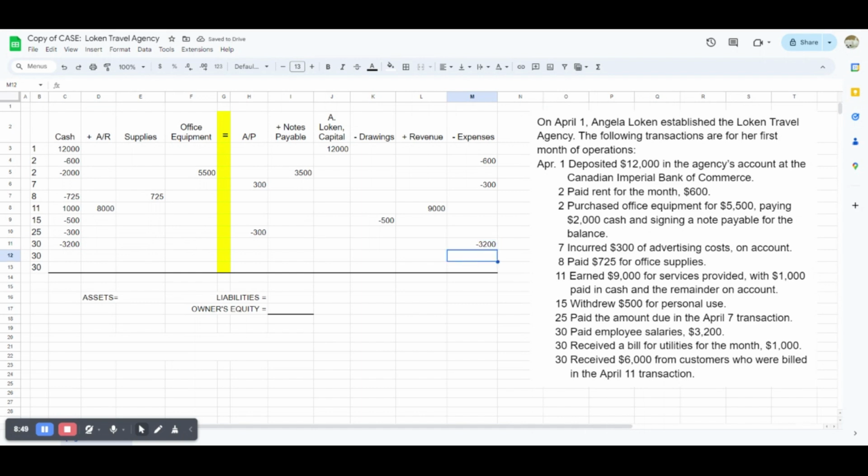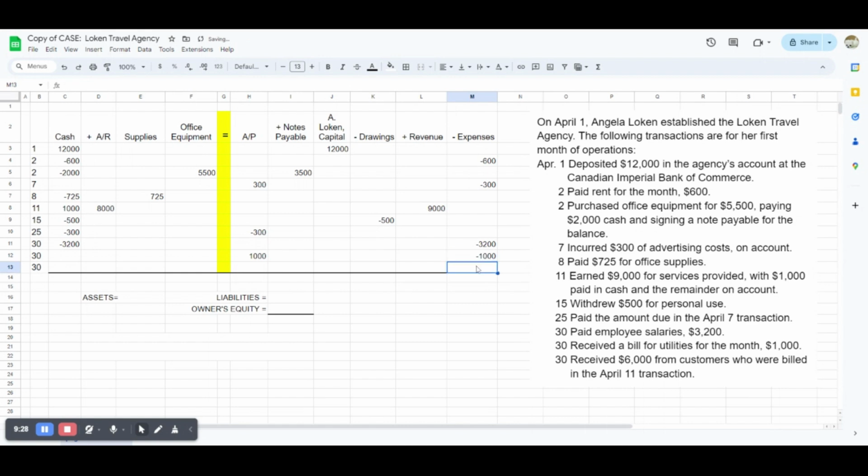Okay, and the second transaction that happened on April 30, received a bill for utilities for the month, $1,000. So you're not paying anything, you just got a bill. A bill means you owe someone money. And whenever you owe someone money, accounts payable is going to go up. So how much do you owe? You owe $1,000. And utilities, that's not an asset, so it's going to decrease the expense by 1,000.